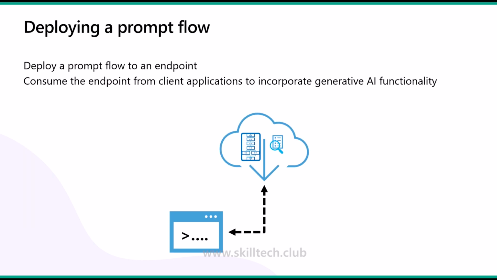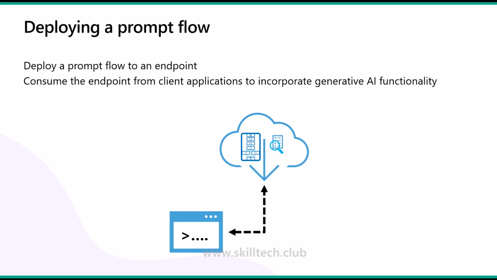Now, last but not the least, once we are happy with our prompt flow configurational logic, we can deploy it to an endpoint. When we say we are deploying to an endpoint, it's actually going to work like a REST-based API service. It's going to give you a REST endpoint. You can then consume this endpoint from your client application and implement generative AI functionalities in your application. Any developer who knows how to use REST-based APIs can deal with this deployed endpoint of your prompt flow.